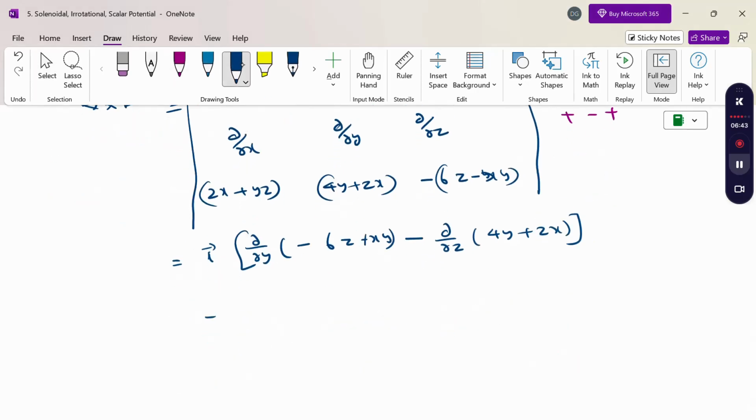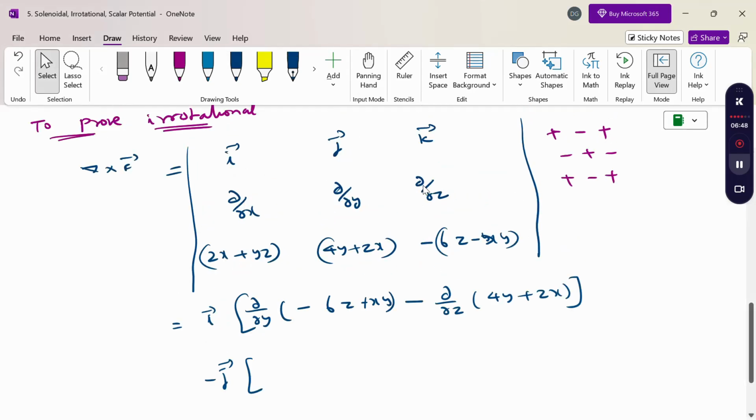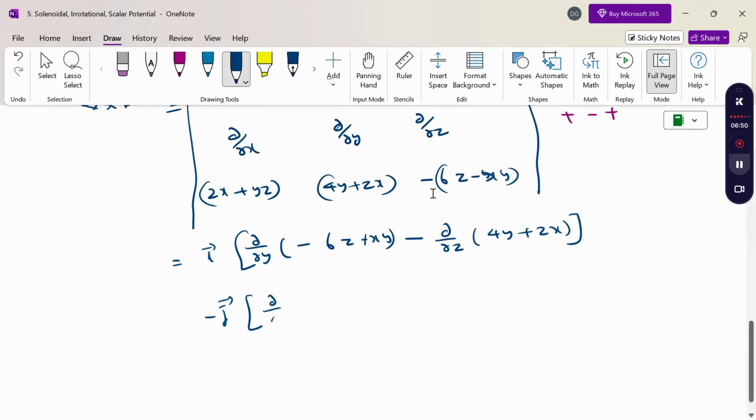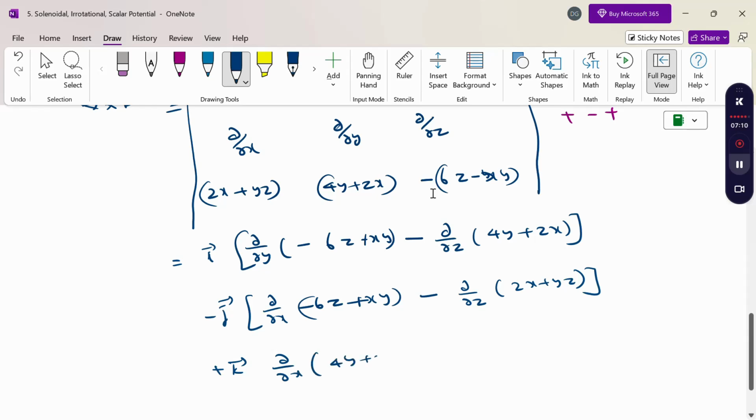Now minus j vector into, leaving again the column and row, dou by dou x of (minus 6z minus xy) minus dou by dou z of (2x plus yz), plus k vector into dou by dou x of (4y plus zx) minus dou by dou y of (2x plus yz).